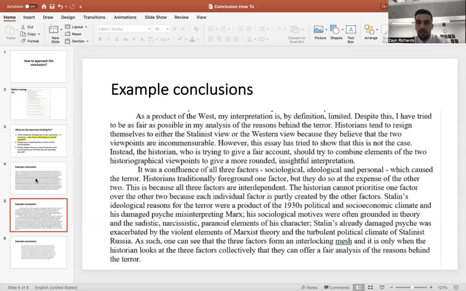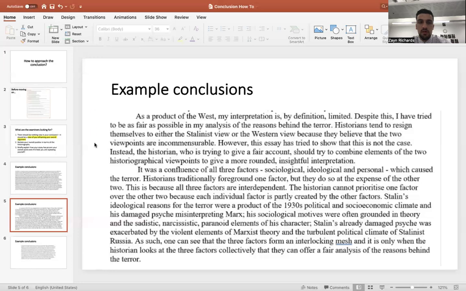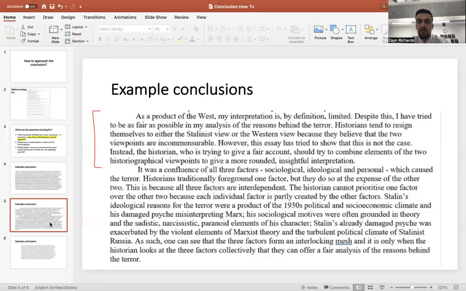Okay, so first things first is this first paragraph that this candidate has given. So here, this is them doing point 2. So where I've said earlier about restating your overall position in terms of the historiography, that is basically what they are doing there, in that first paragraph. So they're hitting point 2. They then go on, in the second part of the conclusion, to restate their overall argument, which is really, really clear. So they're hitting point one in terms of what the examiners are looking for there.